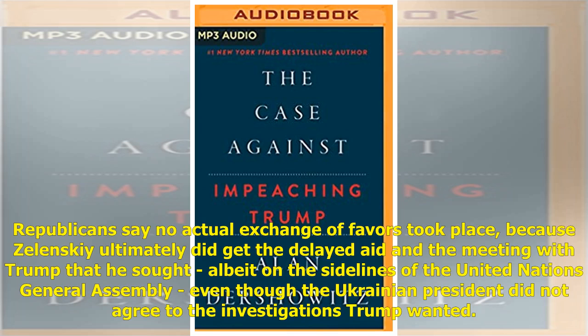Republicans say no actual exchange of favors took place, because Zelensky ultimately did get the delayed aid and the meeting with Trump that he sought, albeit on the sidelines of the United Nations General Assembly, even though the Ukrainian president did not agree to the investigations Trump wanted.